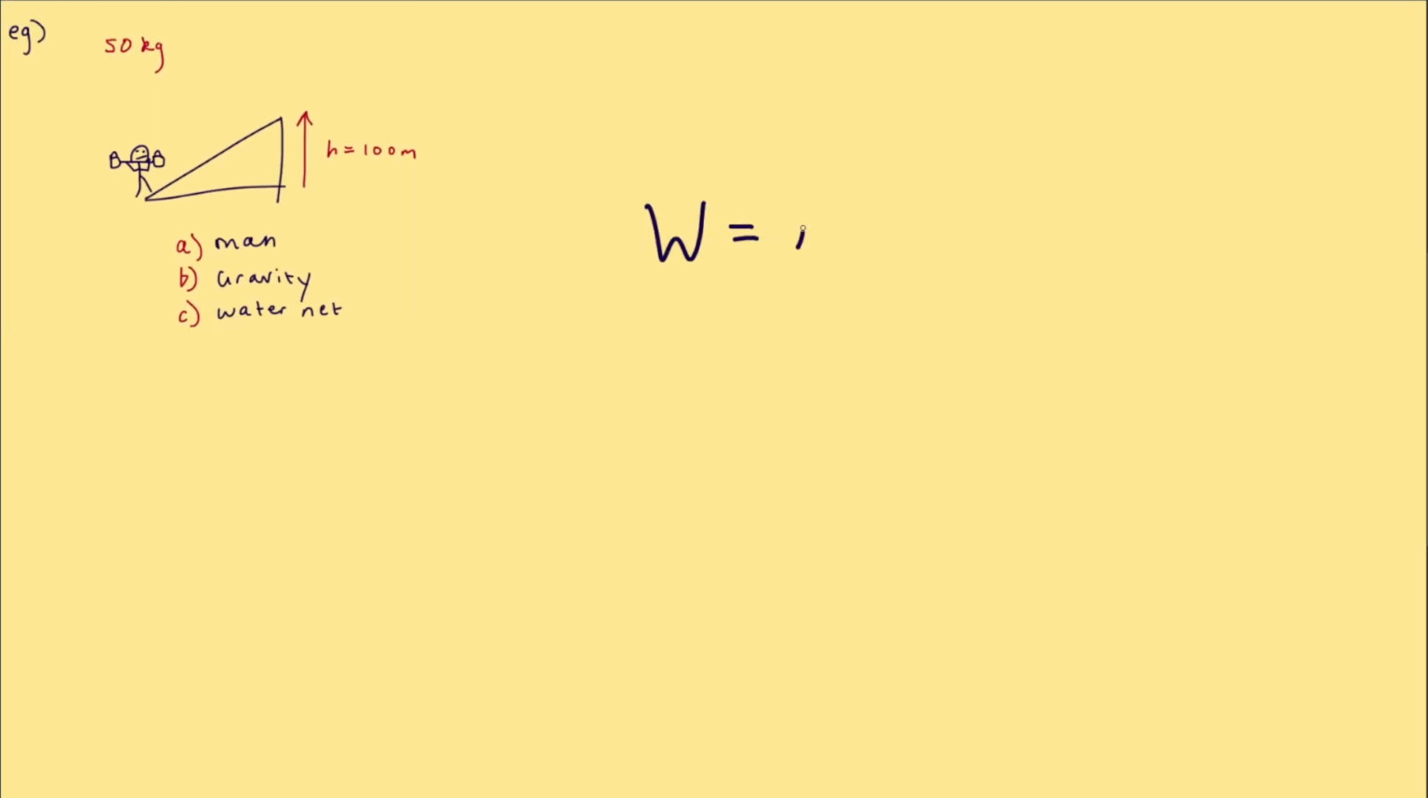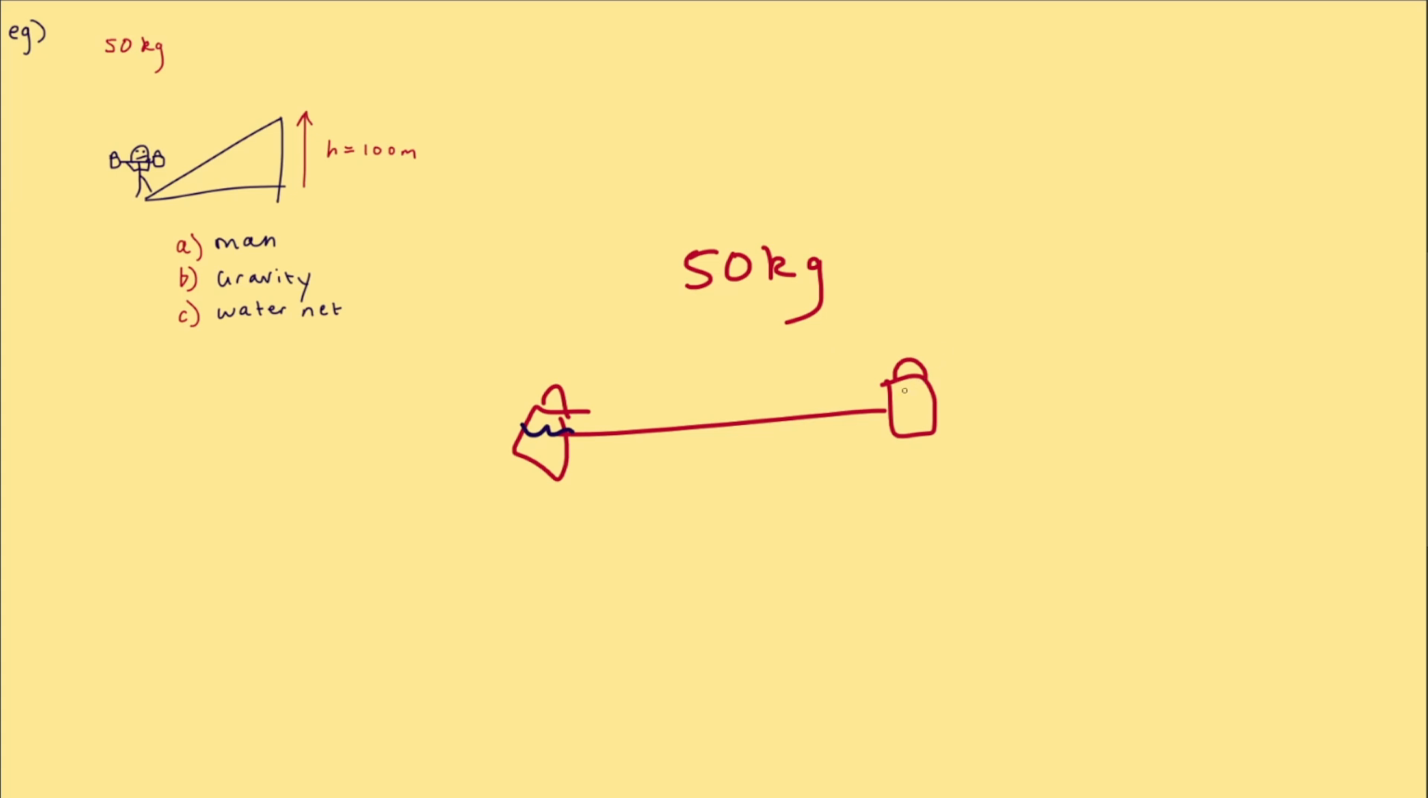So because work is force times displacement, to find the work being done by the man, we need to find how much force he's using. So the water is 50 kilos, right? And let's draw a diagram. This is the water. These are the two buckets of water.